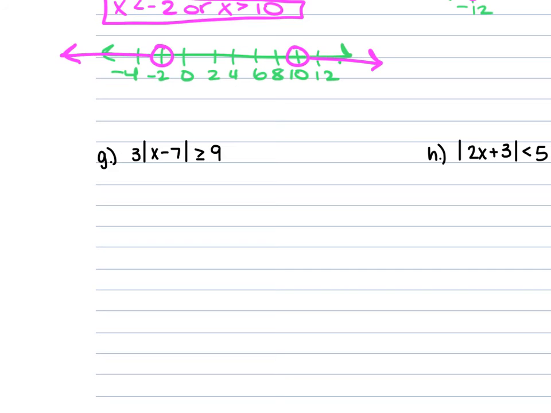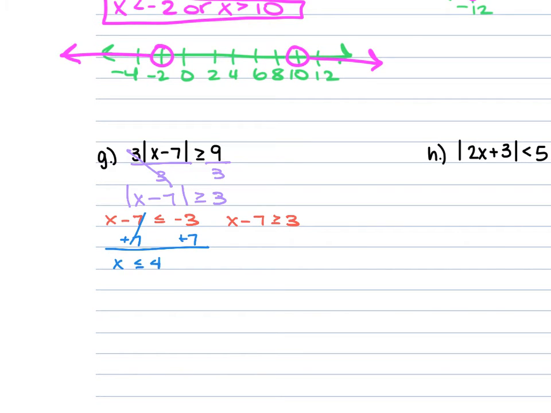For G, we have 3 times the absolute value of x minus 7 is greater than or equal to 9. So start by dividing each side by the 3. So the absolute value of x minus 7 is greater than or equal to 3. Once again, this is an or possibility, so we're going to have x minus 7 is less than or equal to negative 3, and x minus 7 is greater than or equal to 3. Move this 7 over, add it to both sides. We get x is less than or equal to 4, and x is greater than or equal to 10. So with these inequalities, we're going to have an or statement because our lines go away from each other.